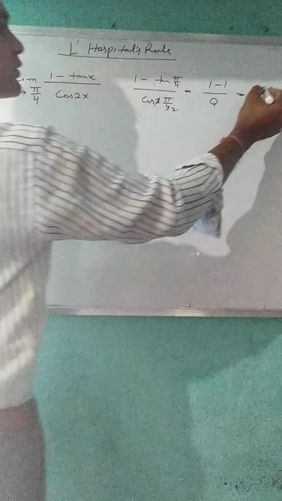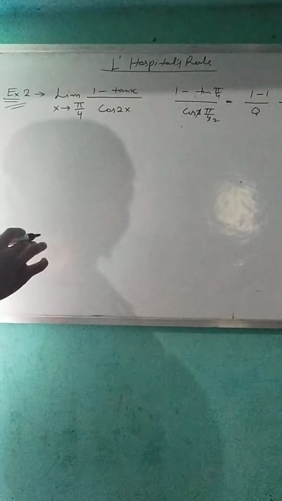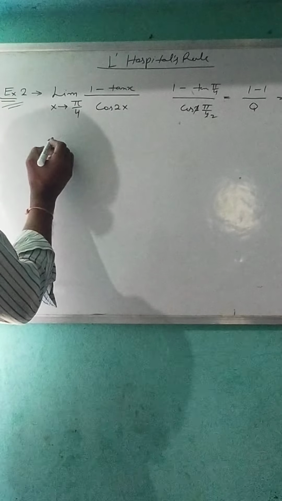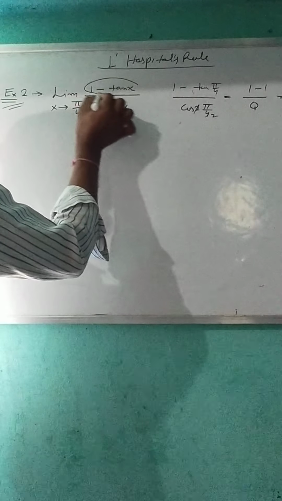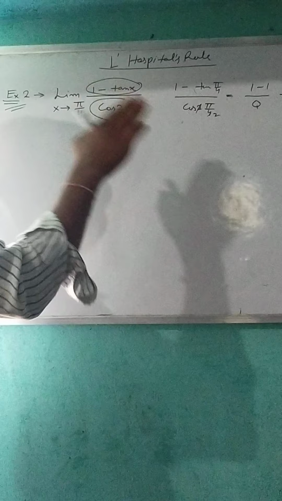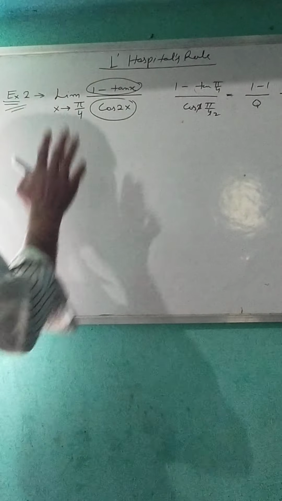It means the form of this function is 0 upon 0, and this is an indeterminate form. So we can apply L'Hopital rule for solving this function. According to L'Hopital rule, we take the differentiation of the numerator and the differentiation of the denominator, provided the differentiation of the denominator does not equal 0 at the point x equal to pi upon 4.